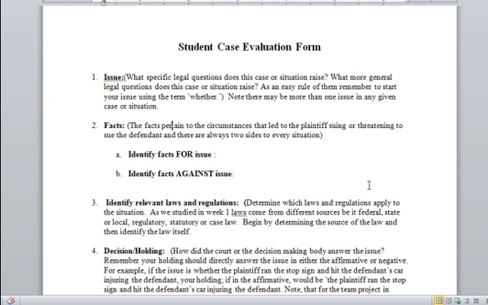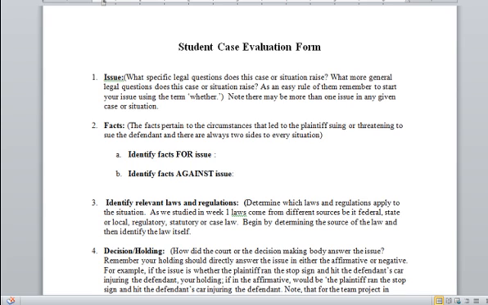What facts actually support the defendant? Now, just because the defendant says something doesn't mean that's a fact. The defendant's theory or position or defense is not a fact. The procedural posture of the case is not a fact.